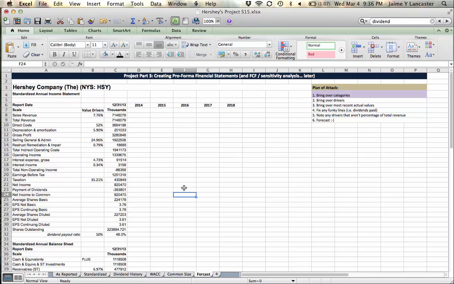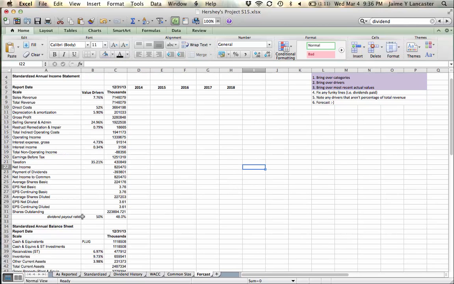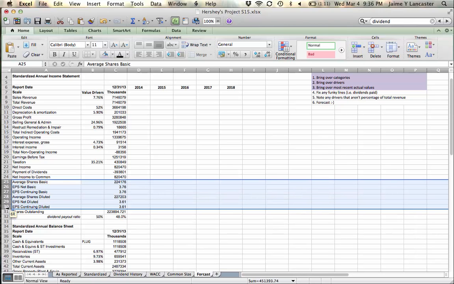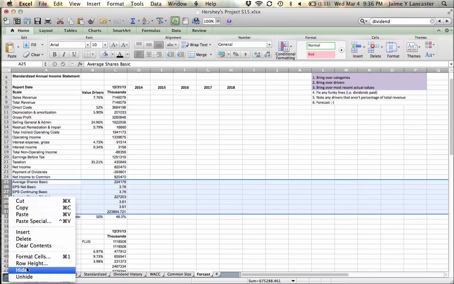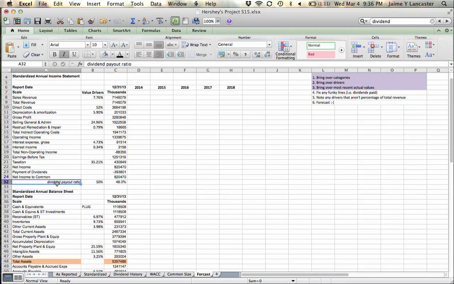All right. We brought over our drivers. We bring over our most recent values. Then we need to just go through, and I want to adjust my dividend payout ratio. See how I have this dividend payout ratio? Oh, my other funky lines are that it brought over all of these things that we had hidden. I'm going to hide those again. And then instead of dividend payout ratio, I need two things. I need my dividends paid, and I need my addition to retained earnings. In both cases, these are going to be the forecasted values.